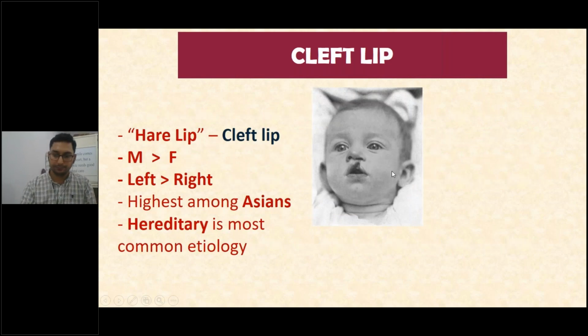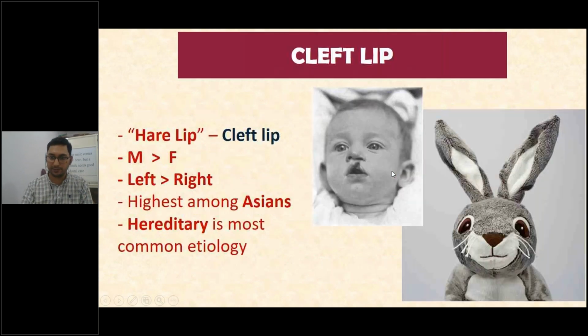Cleft lip, also known as hare lip if it is in the midline. Right? From here they give the term hare lip. It is more common in males, more common on the left side, cleft left, very easy to remember. It is highest among Asians. Hereditary is the most common etiology. This has been asked before. Hereditary as the most common etiology for cleft lip and palate has been asked before. Left side has been asked before. Hare lip has been asked before. So these are important questions you need to remember.